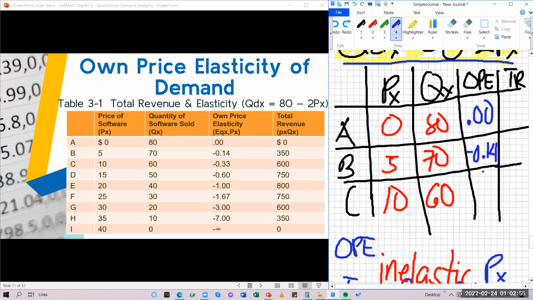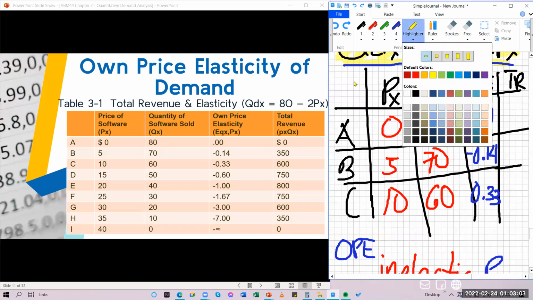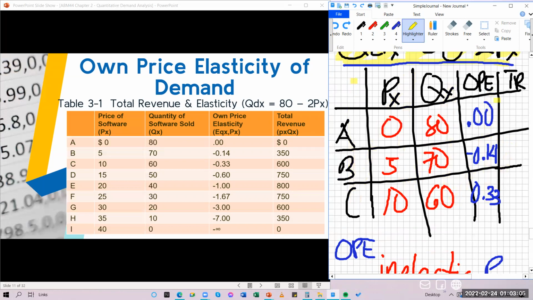So let's continue. We have a 0.33 here. We have almost finished completing our graph. We are already done with the price complete, the quantity complete, and next is the own price elasticity. It is complete, so you can just continue solving.